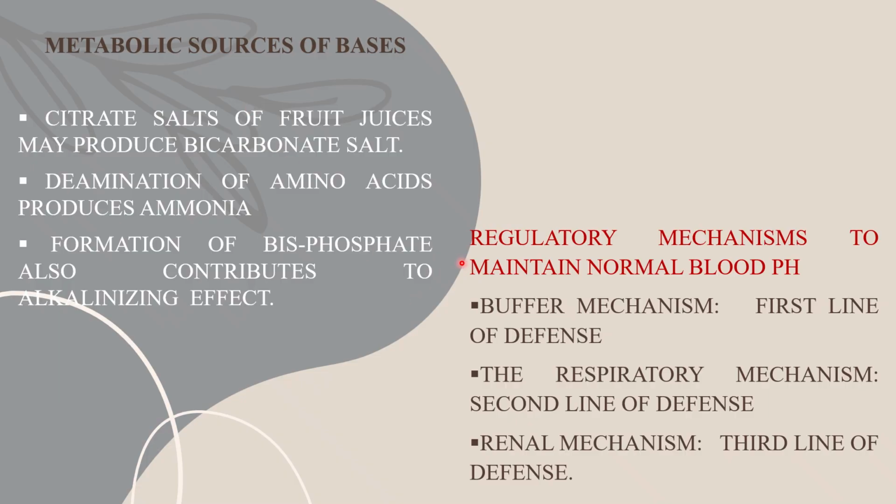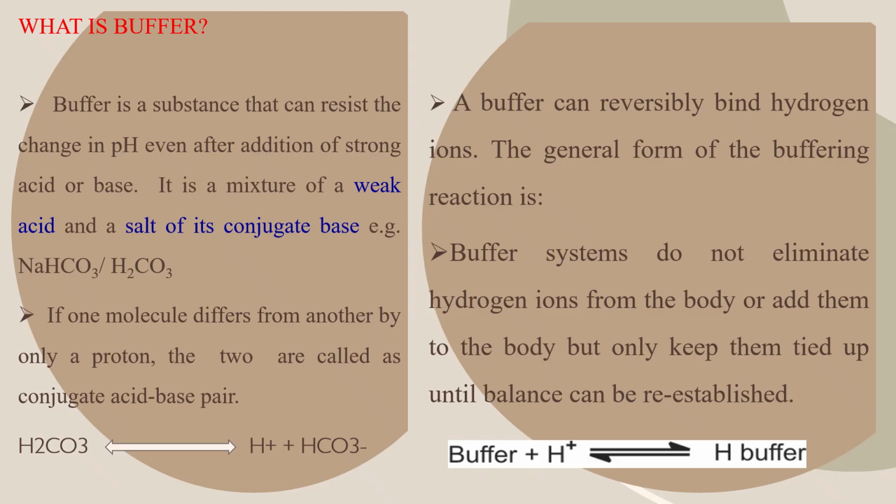Then what are the regulatory mechanisms to maintain the normal blood pH? There are three important mechanisms operating in the body all the time to maintain the pH of the blood. One important is the buffer mechanism, that is the first line of defense. Then the respiratory mechanism, that is the second line of defense. Then the renal mechanism, that is the third line of defense. These three lines of defense work to maintain the normal blood pH.